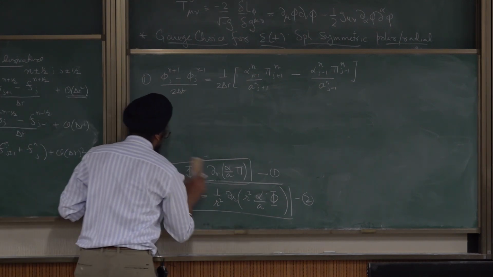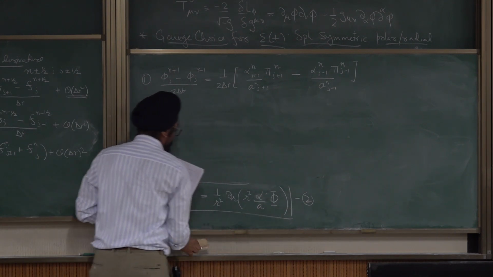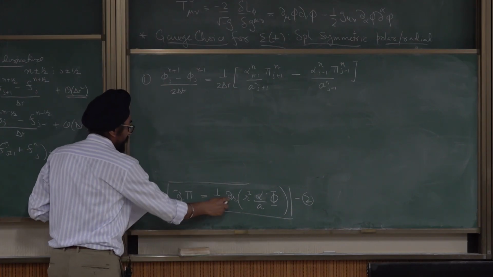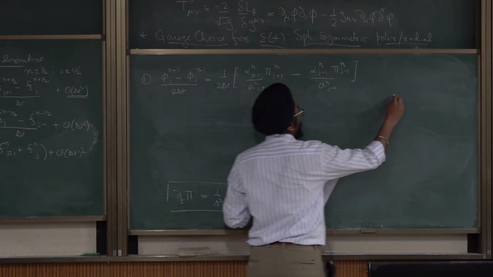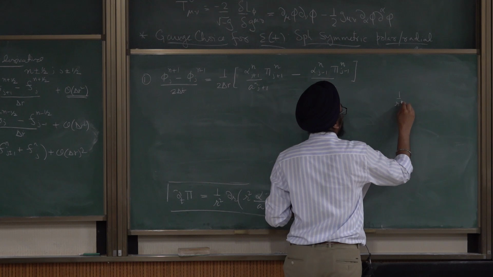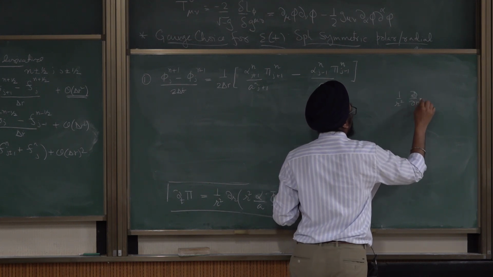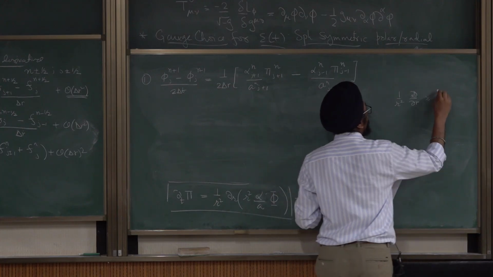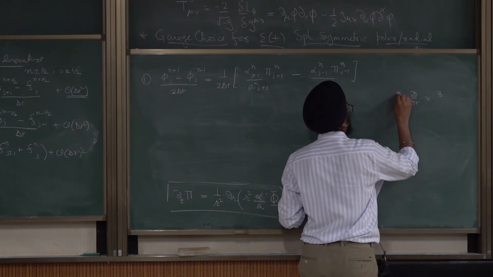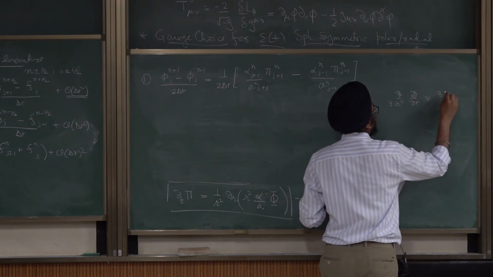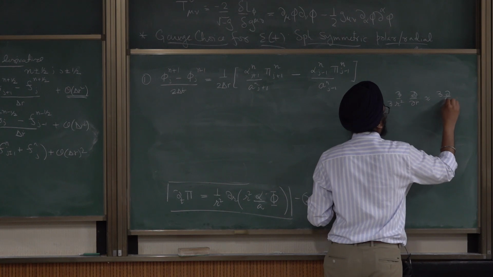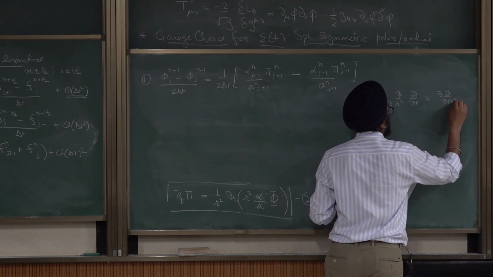So that's your first equation. Gone. For the second one, this is 1 by r square del by del r, which is essentially, so you multiply by 3, divide by 3. So this is 3 del by del r cube.